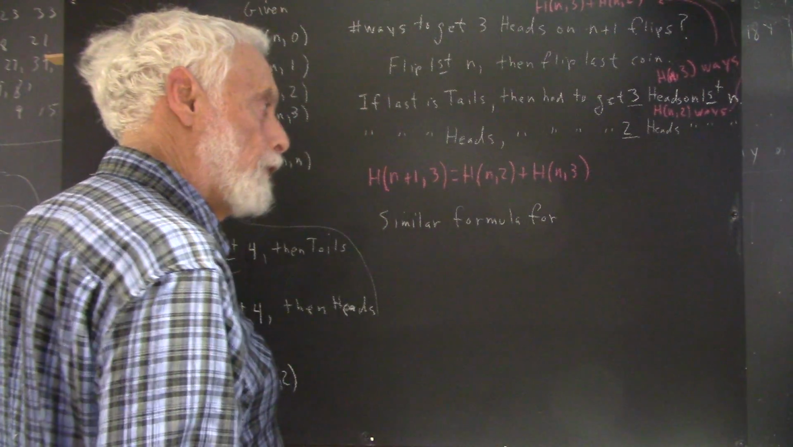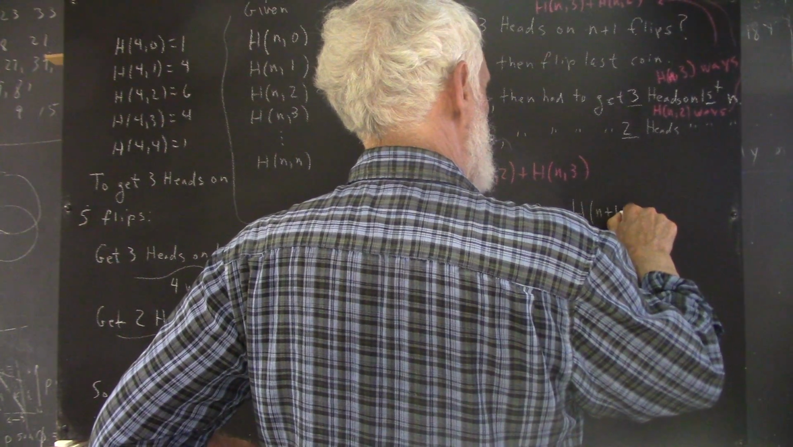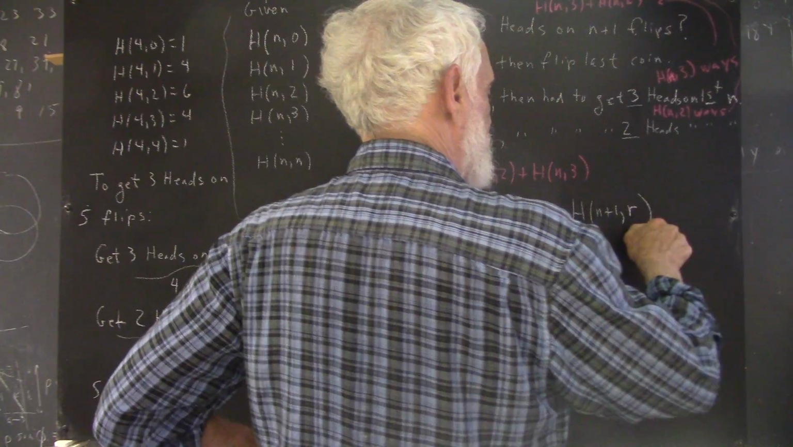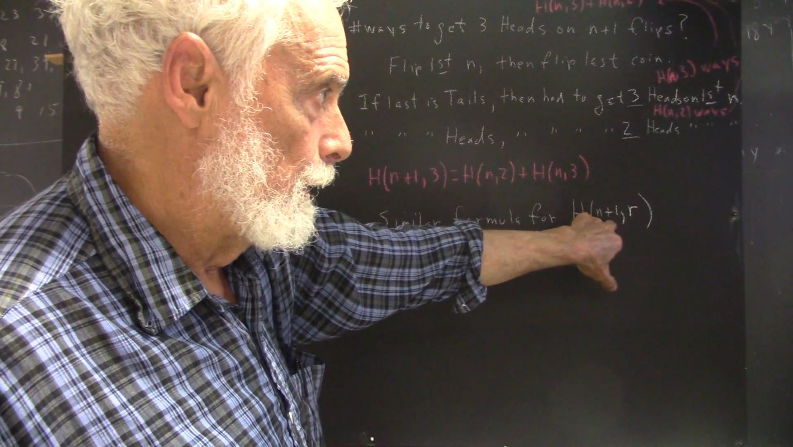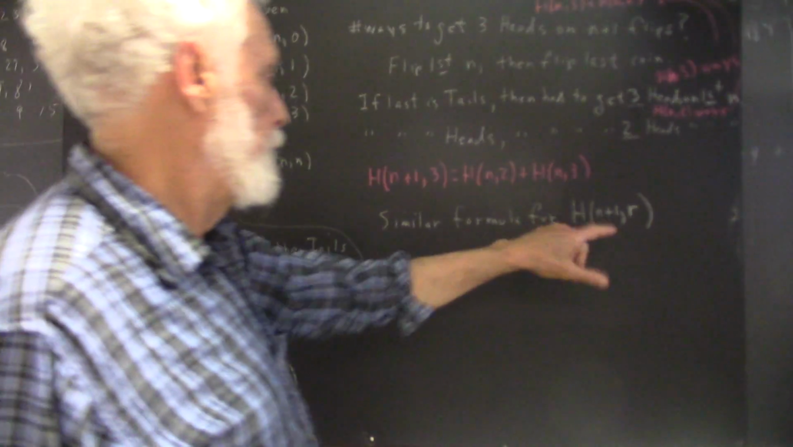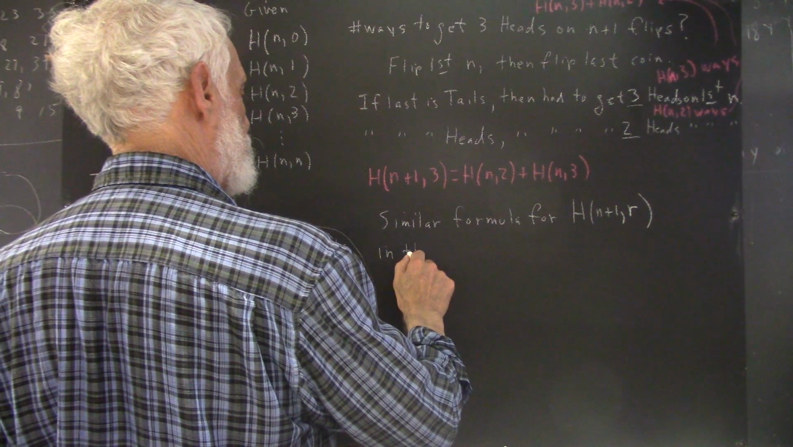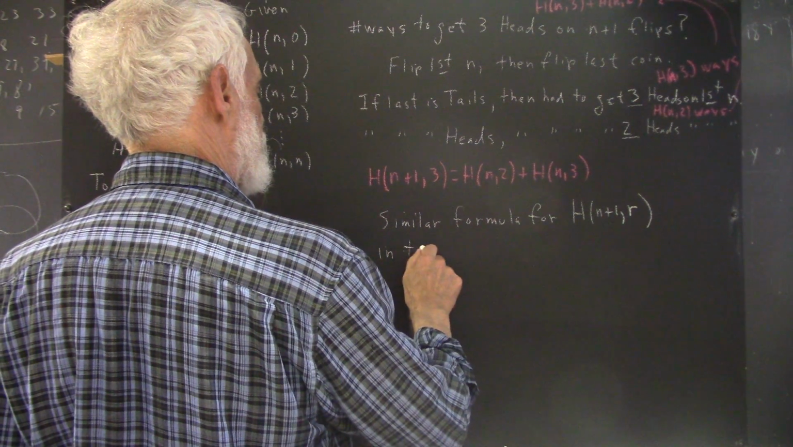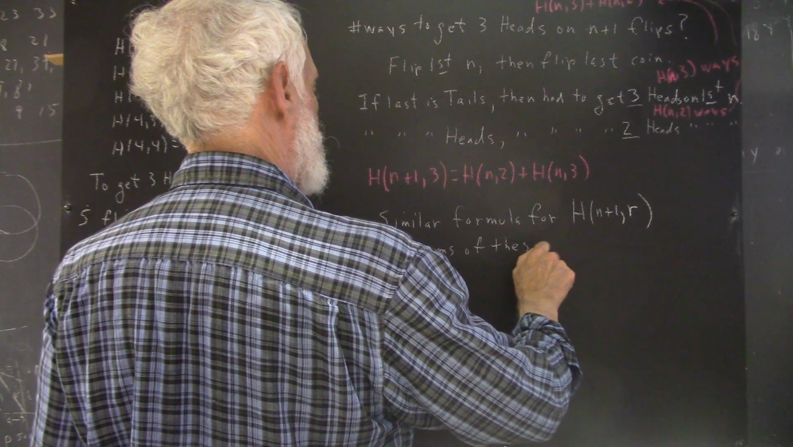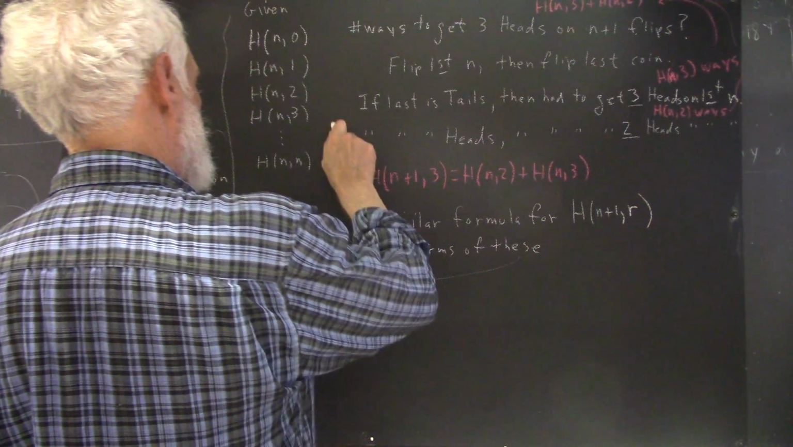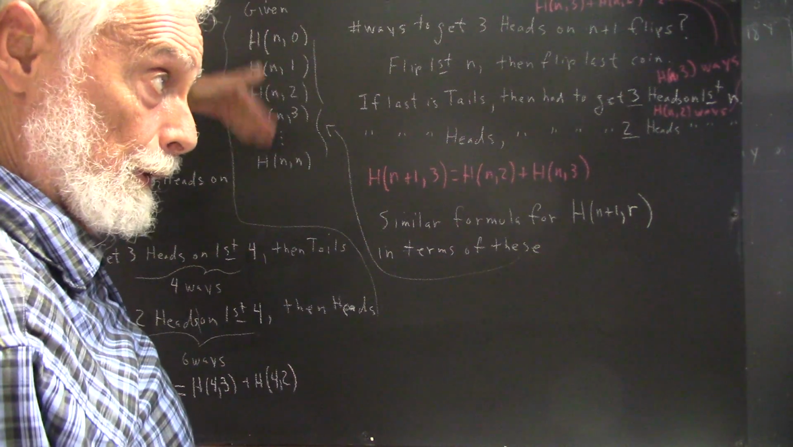Okay, can we write a similar formula for h of n plus 1, r, where r is going to be the number of heads that we want to end up with on n plus 1 flips? Can we write this in terms of these? And of course, I'm assuming all the dots are filled in, so we have the whole list here.